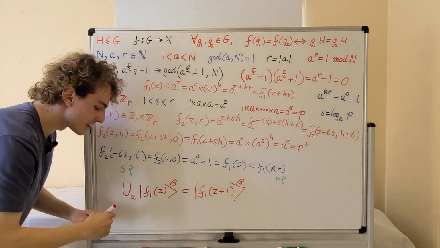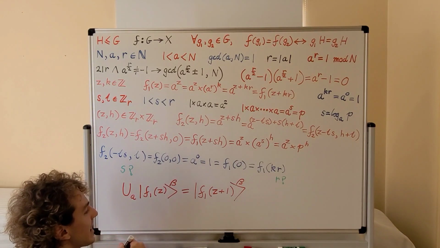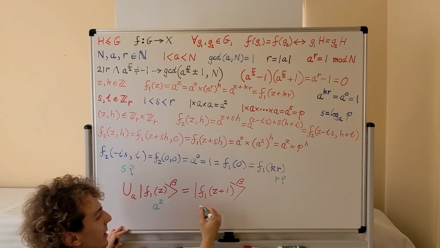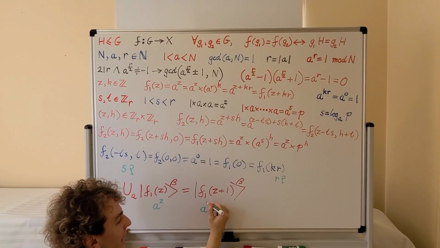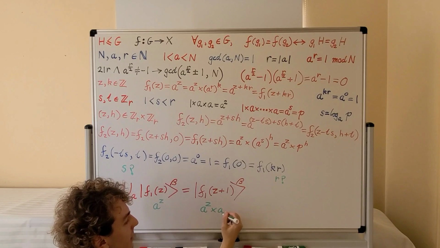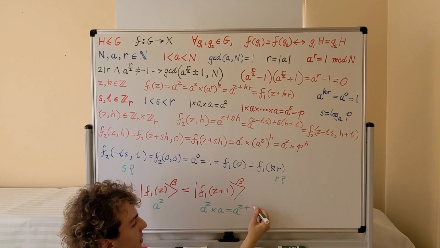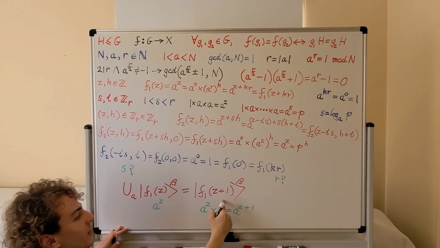So why is this the case? Well, if we're starting with f1 as a function of z, that's the same as a to the power of z. And if we multiply by a, that's the effect of this unitary operator, we have a to the z times a. And that's equivalent to a to the z plus 1. And that's the input that we have for the function here.